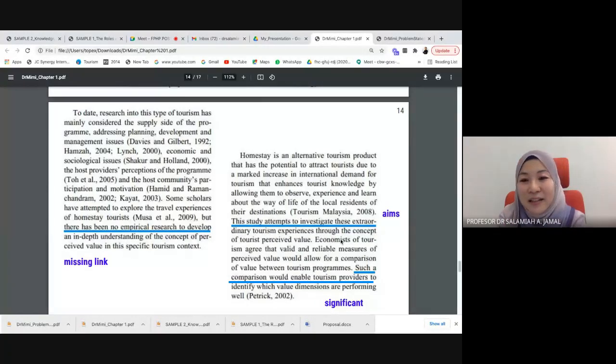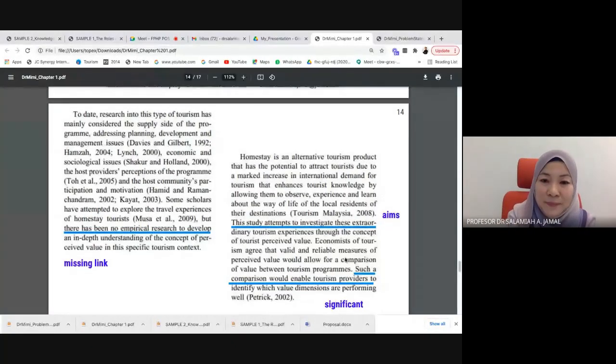And then we can go to the significance, point number 3. Such a comparison would enable tourism providers to identify which value dimensions are performing well. So here is an example of how people write the significance of the study. And then you can move to the aims. Sometimes point number 4 comes first, sometimes it's the other way around, it can be either way. The aim, like: this study attempts to investigate this and that. So when you write your background of the study, stick to these points.